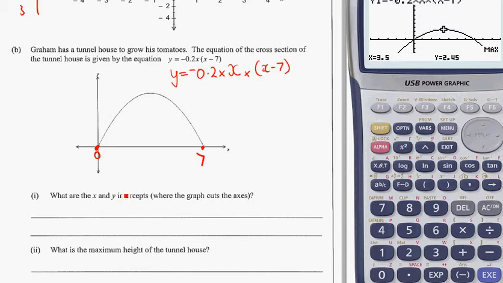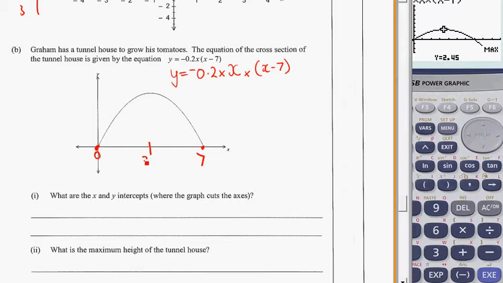And it's found it for us. Of course, that value is 3.5, halfway between the 0 and 7. And if we get the height, 2.45, in case they ask us for that later. Right, so the x and y intercepts.